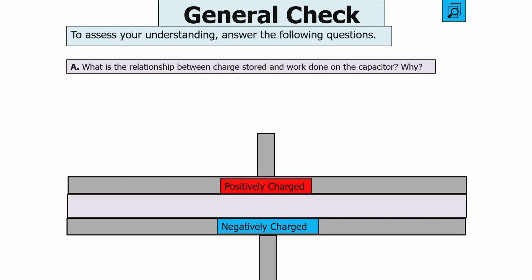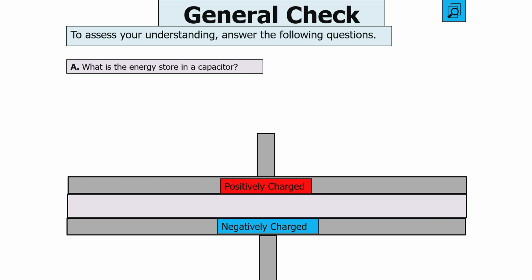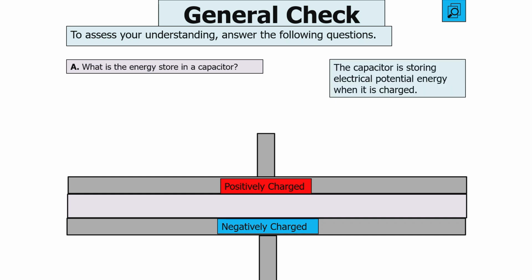What is the relationship between charge stored and the work done on the capacitor, and why? Work done on the capacitor and the charge stored squared on the plates are directly proportional, because the greater the charge on the plates, the greater the repulsive force exerted on the charge, so the work done is greater. What is the energy stored in a capacitor? The capacitor is storing electrical potential energy when it is charged.